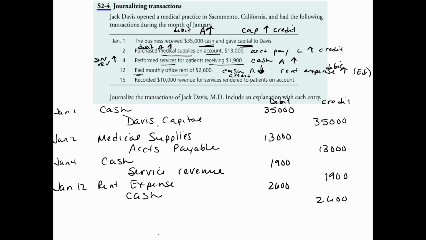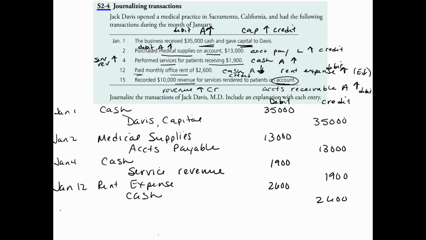Recorded $10,000 revenue for service rendered to patients on account. So here's my service revenue again, right? So there's service revenue, and I know that that's going up. That'll be my credit, but they didn't pay me yet. I didn't get cash. They owe me. So when you perform services on account, that's called accounts receivable. It's what you're going to receive later. That is an asset, and that's going up. The amount of money that's owed to you is going up, so that should be my debit, and revenue will be my credit.